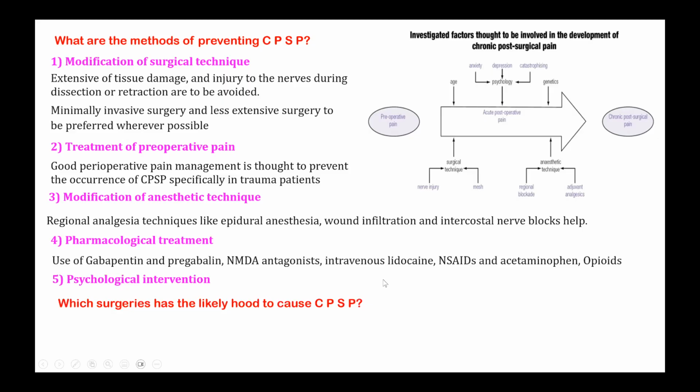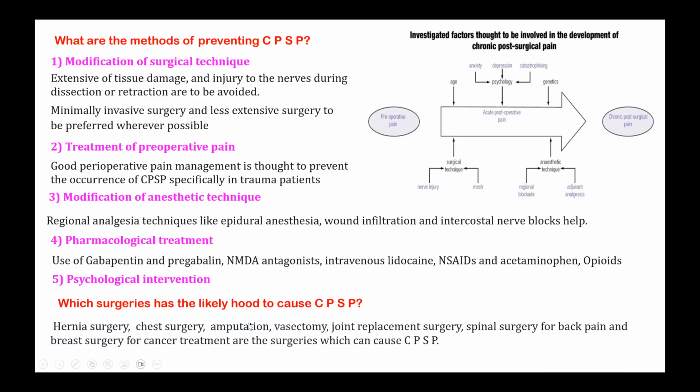And which surgeries are likely to cause the most pain? Hernia surgery, chest surgery, amputation, vasectomy, joint replacement surgery, spinal surgery for back pain, and breast surgery for cancer treatment. These are the common surgeries which can result in CPSP.